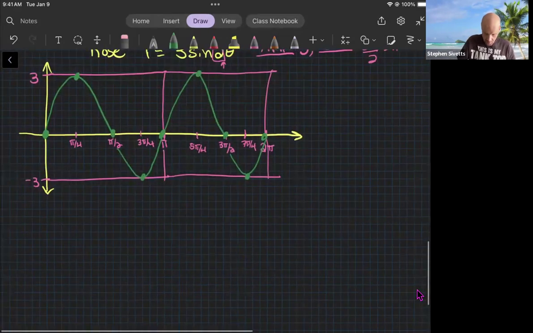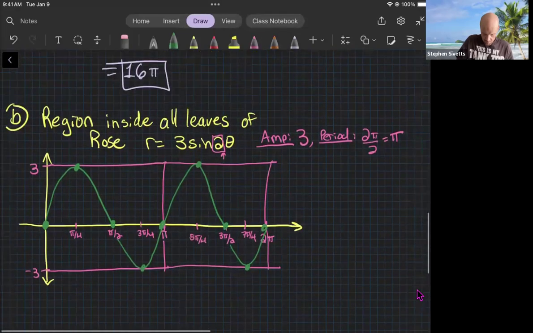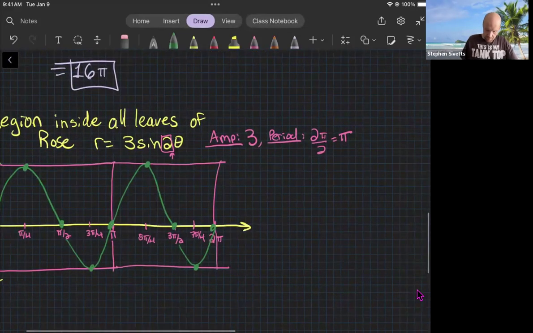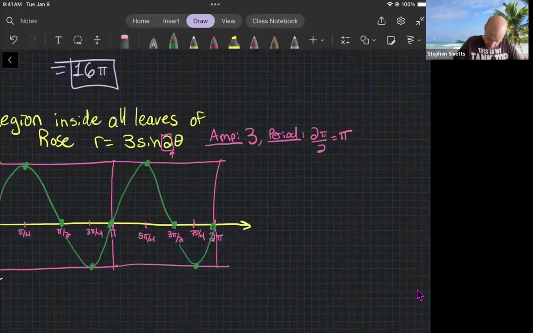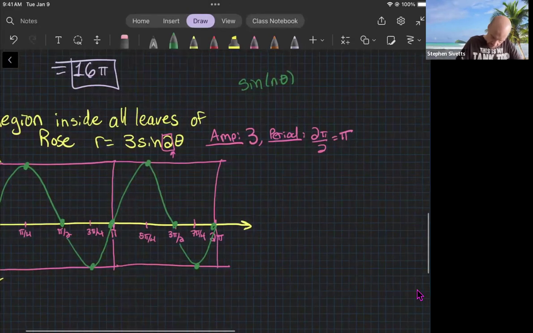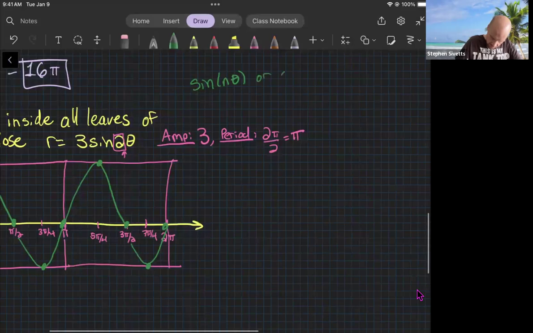Okay. So the number of roses, if the number in front of theta is even, if I just look at sine of n theta or cosine of n theta, this is how you determine the number of petals.